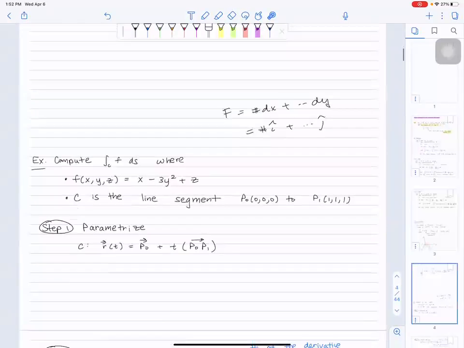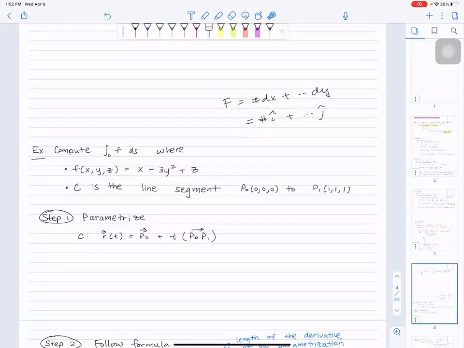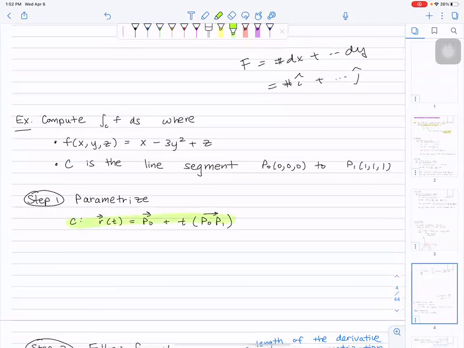Okay, why don't we do an example? It says compute the path integral where f is this function and c is your line segment. Whenever you're parameterizing something and they give you two points, no matter what, you can always use this definition. You do one point plus t times, kind of like your slope, one point minus the other point.